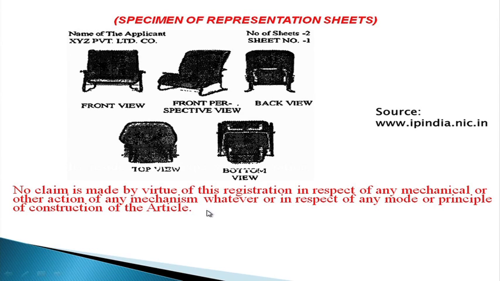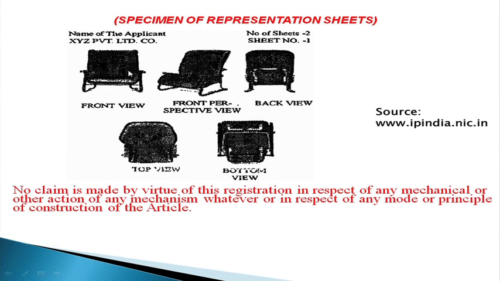Similarly, you can give a disclaimer statement that no claim is made if some trademark or logo is also coming within the features of an article. So you have to give a disclaimer regarding that also, just like no claim is made by virtue of this registration with reference to any trademark, letter, word, symbol, whatever is appearing on the figures. Okay, so you understood how to prepare a representation sheet of an article during registration.